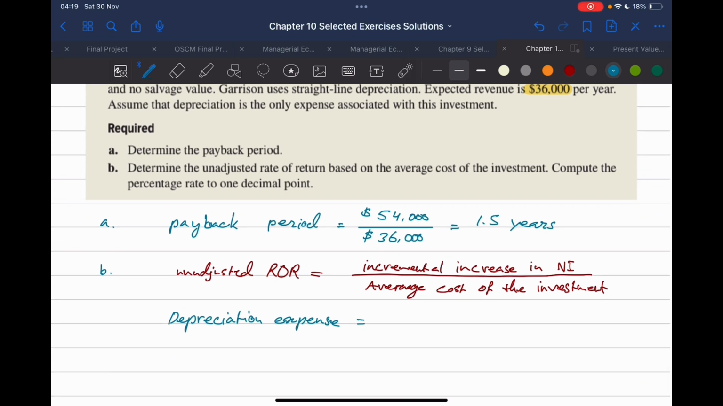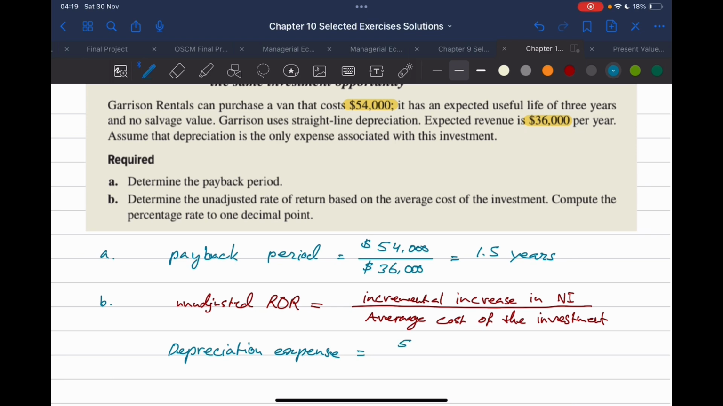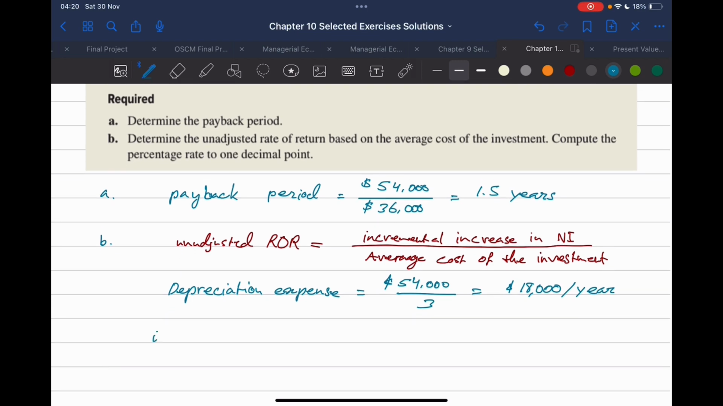So the depreciation expense based on that is going to be $54,000 divided by 3. Okay. So 54,000 divided by 3, that's $18,000 per year. All right, so that's going to be the depreciation expense. Now, from that, we can calculate the incremental increase in net income, which we need to find the unadjusted rate of return.